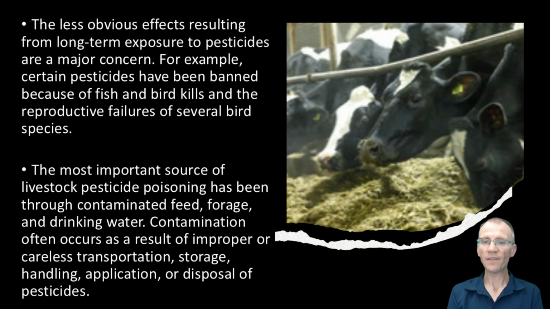The less obvious effects resulting from long-term exposure to pesticides are a major concern. For example, certain pesticides have been banned because of fish and bird kills and the reproductive failures of several bird species. The most important source of livestock pesticide poisoning has been through contaminated feed, forage, and drinking water. Contamination often occurs as a result of improper or careless transportation, storage, handling, application, or disposal of pesticides.